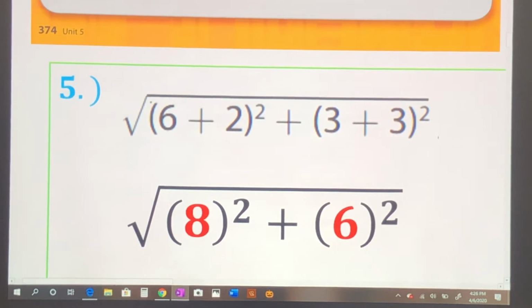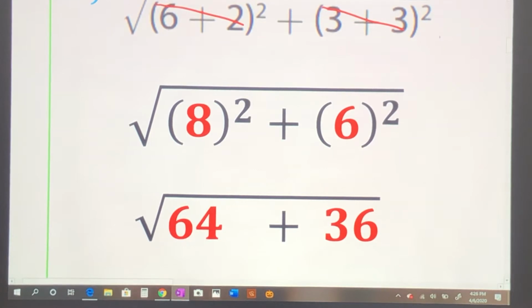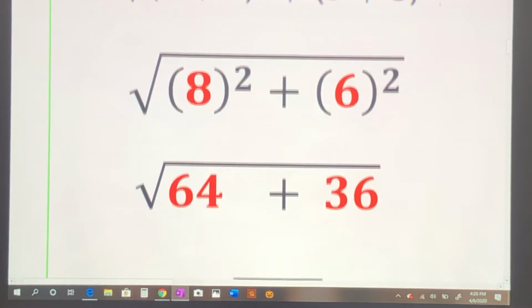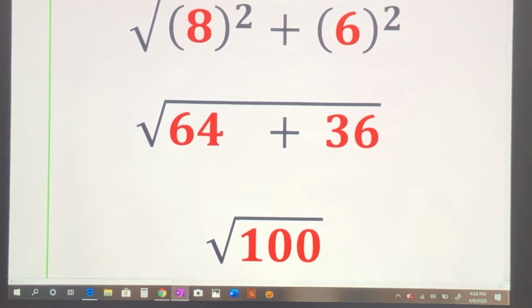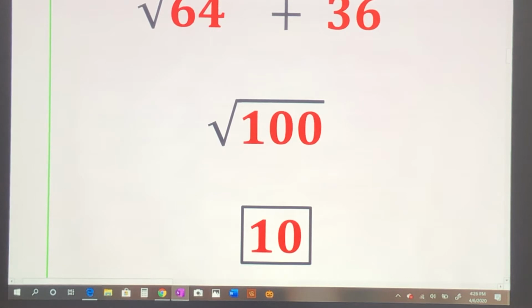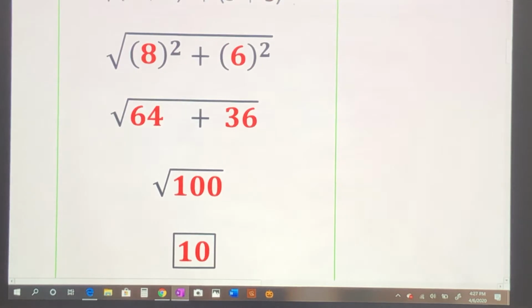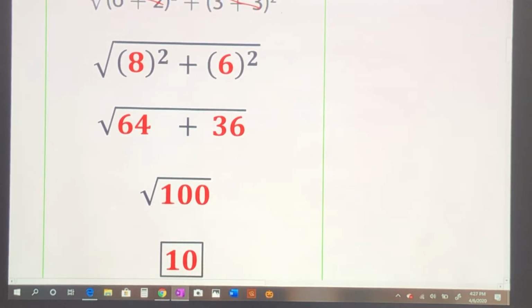Okay, so the first step is work within the parentheses. 6 plus 2, 8. 3 plus 3, 6. When you square them, 8 squared, 8 times 8, 64, and 6 times 6, 36. The next step was to add them together, and you get 100. Square root of 100, 10. All right, good job. Everybody get that? Just follow the steps. Okay, let's go to number 6.